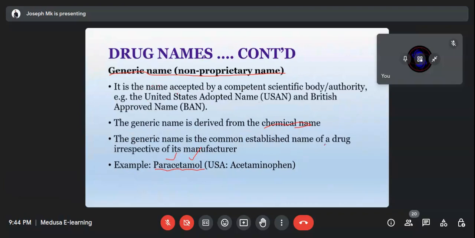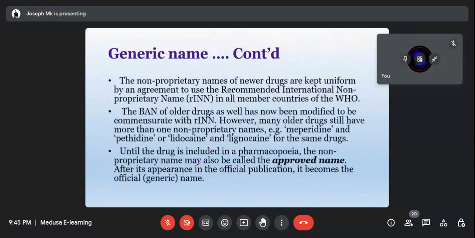So the generic name is the common established name of a drug irrespective of its manufacturer. Like I said, it doesn't matter who the manufacturer is. Anyone can call it paracetamol. But if you call it Panadol, then the manufacturer will claim ownership of that one because you have used the brand name. So that is the thing we're talking about with generic.